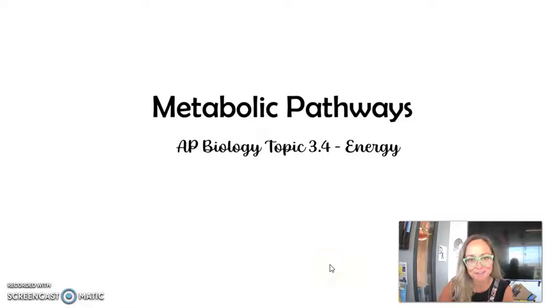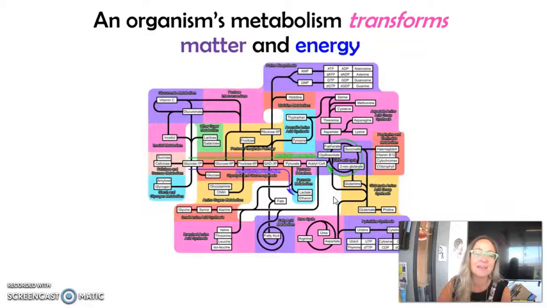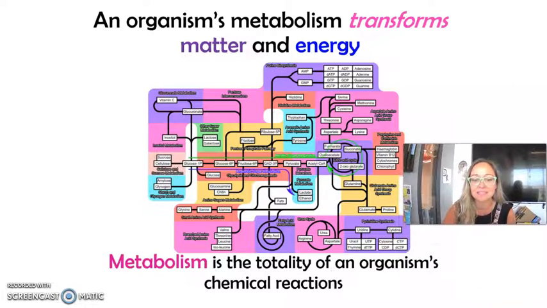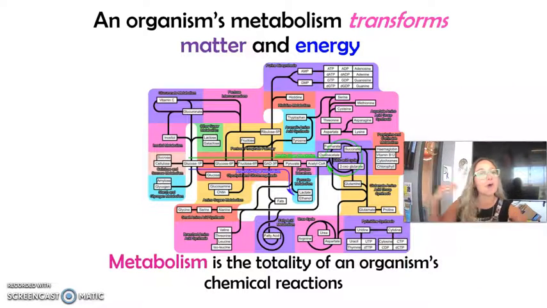Okay, so this video is for AP Bio topic 3.4 and an introduction to metabolic pathways. So a metabolic pathway is really referring to different chemical reactions that are happening in a particular sequence or order within an organism or within a cell. So an organism's metabolism is the totality of all the chemical reactions happening within that organism.